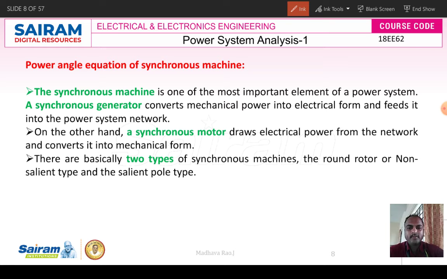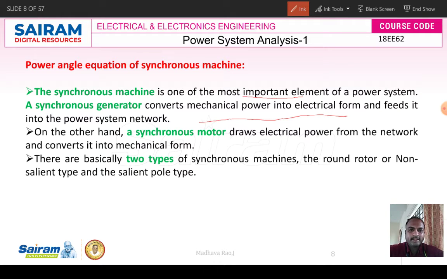Okay. Now, we will see what the synchronous generator does. The synchronous generator converts mechanical energy into electrical energy. So, mechanical power converts into electrical power and is fed into the power system network. Similarly, on the other hand, a synchronous motor draws electrical power from the network and converts it into mechanical power. So, generally a motor converts electrical energy into mechanical energy.